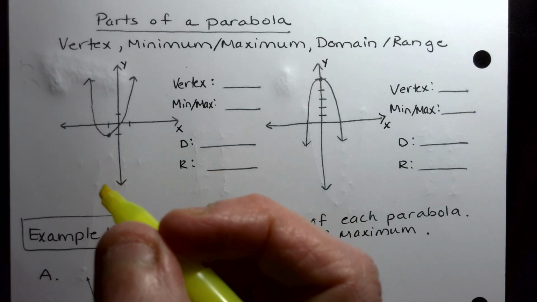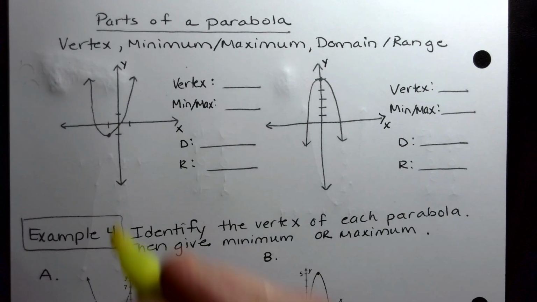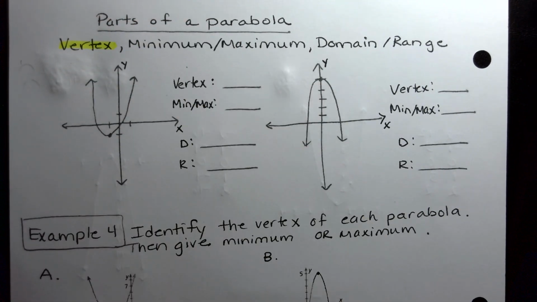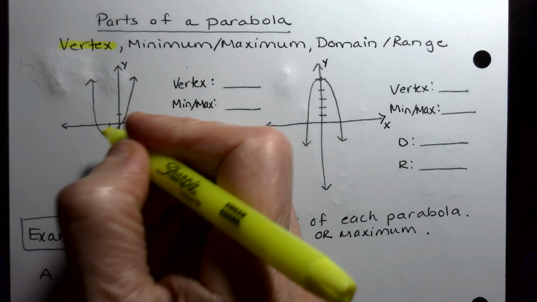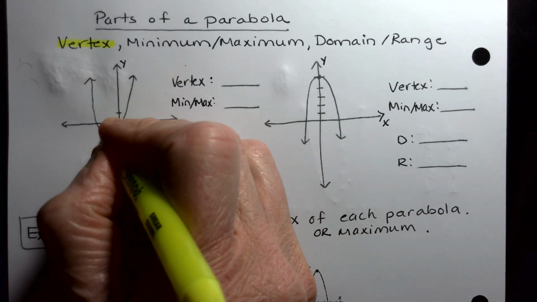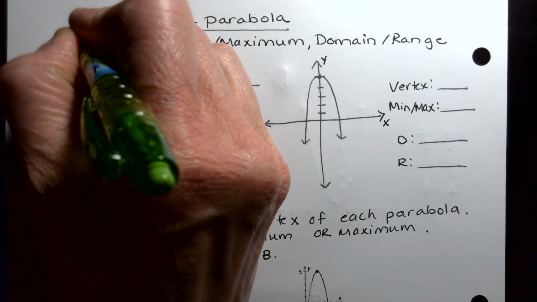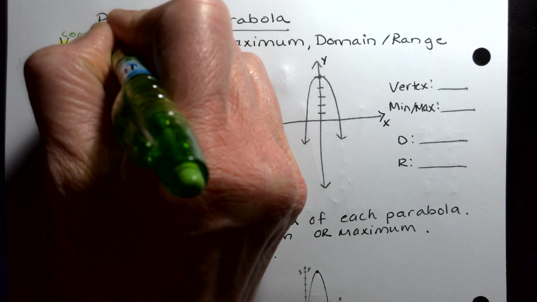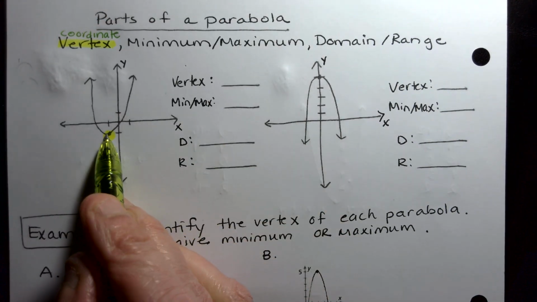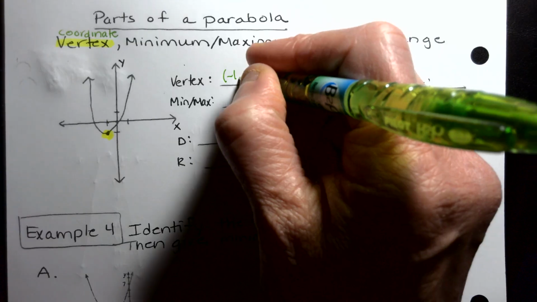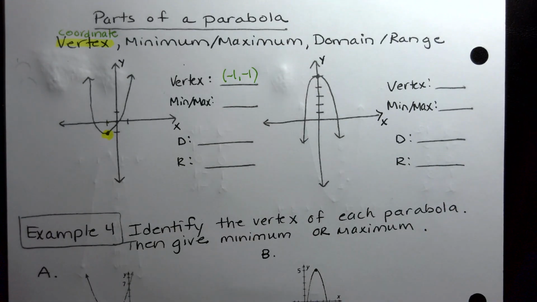The vertex on this is, it's like the tip of the parabola. So it's right there. That is your vertex. It's a coordinate. A vertex is a coordinate. So you've got to figure out, what is that coordinate? It's -1, -1. That's what vertex means.